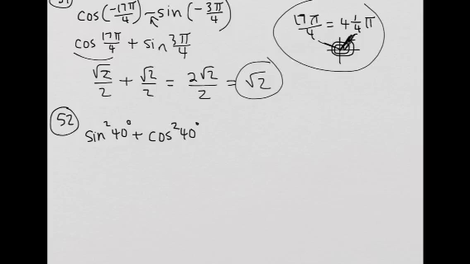So 52: sine squared of 40 degrees plus cosine squared of 40 degrees, since the angles are the same and both sine and cosine are squared and they're added together, it equals 1.